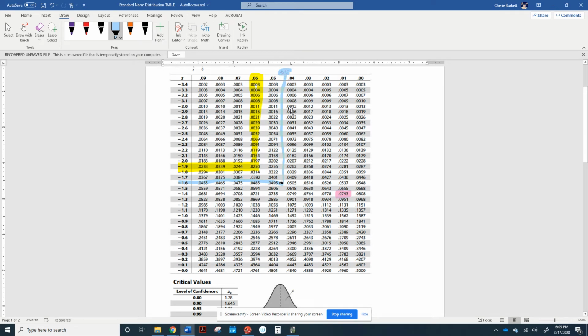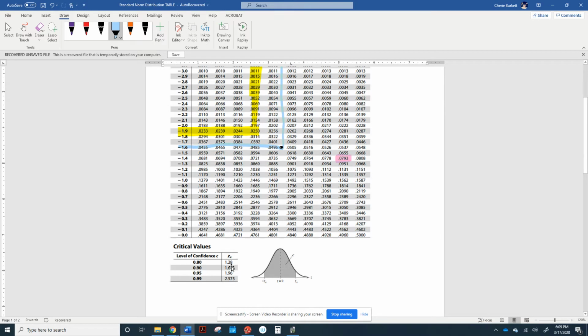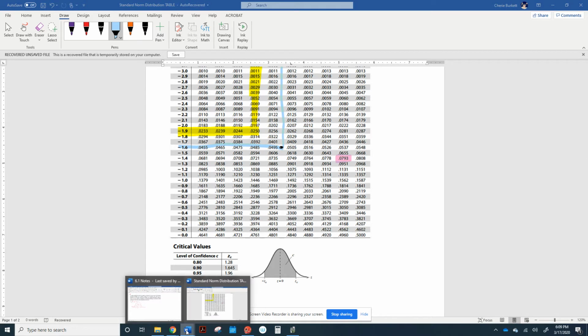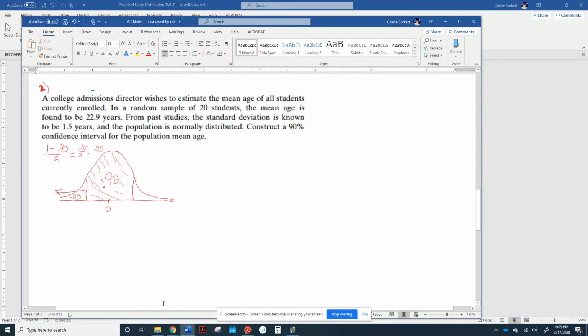So I think it's negative 1.645 is what I think. If you look down here, here's 90%, 1.645. So we were actually right, 1.645. So the critical value, the Z value right here, is negative 1.645, and this one is 1.645. Remember, that's your critical value, 1.645. And why do we need that critical value?